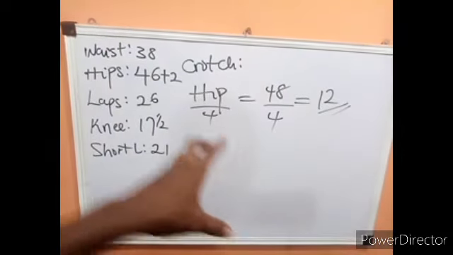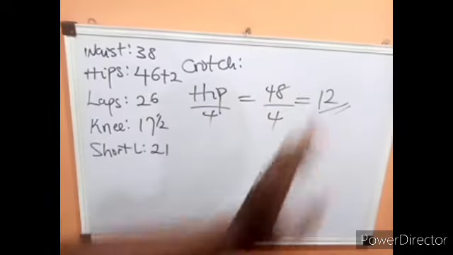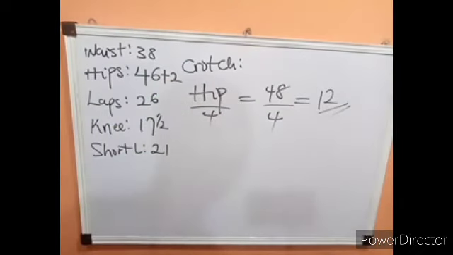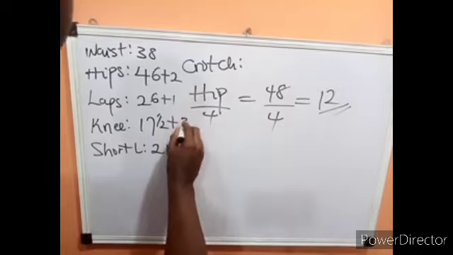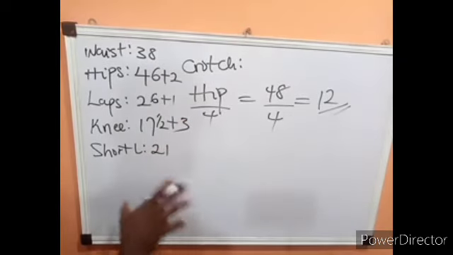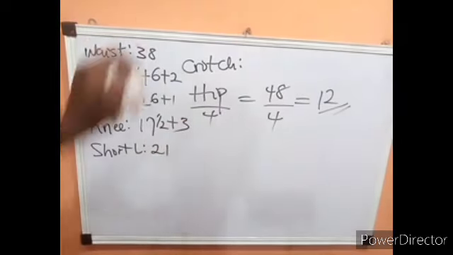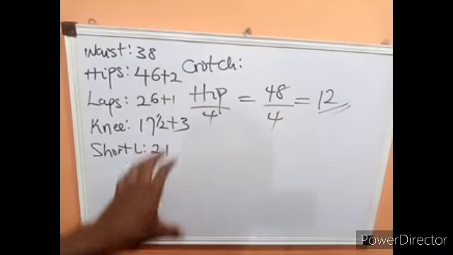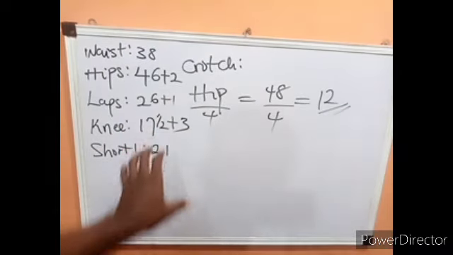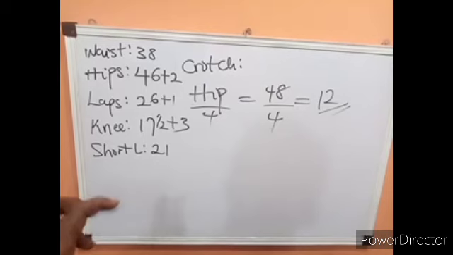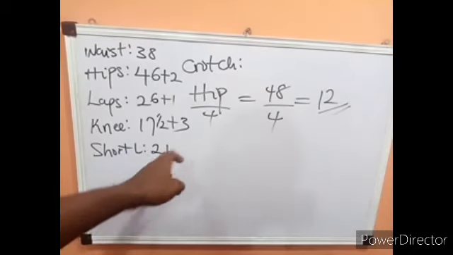You have to increase the hip for you to get a bit bigger crotch than the normal trouser length crotch it should have been. Next thing you're going to do is the lap is +1. The knee is +3. The short length remains the same, and the waist remains the same. This manipulation is for you to have ease on the short. But in most cases your customer might demand a fitted short, so you reduce this measurement.